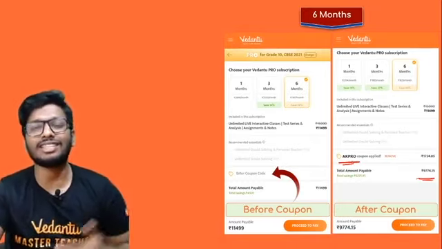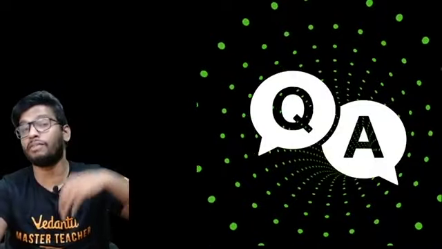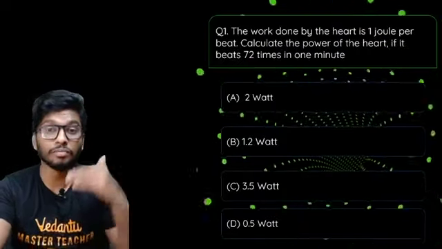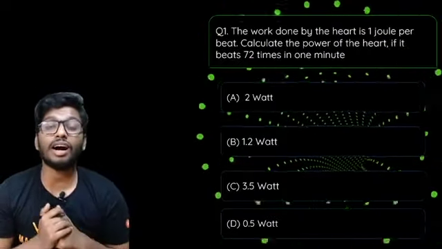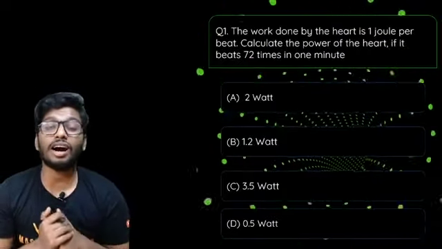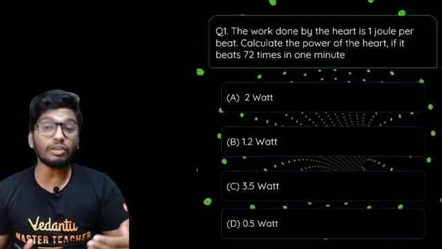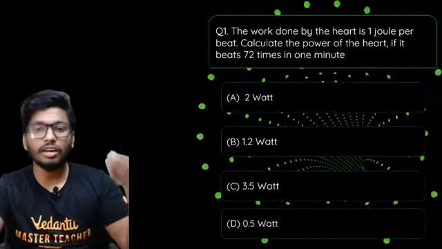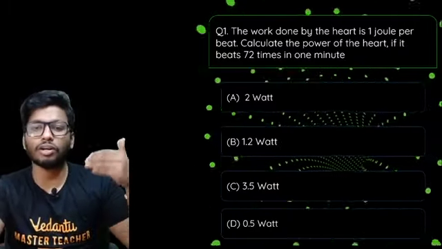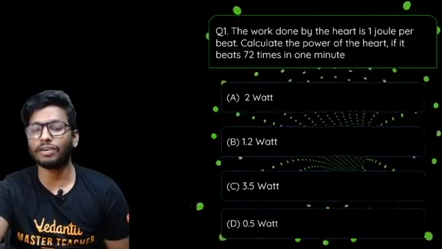All right, people, with that said, let us solve some questions based on power, and then we'll also understand about energy. So here's the first question, guys. The work done by a heart is 1 joule per beat. Calculate the power of the heart if it beats 72 times in 1 minute. Your options are 2 watt, 1.2 watt, 3.5 watt, or 0.5 watt.